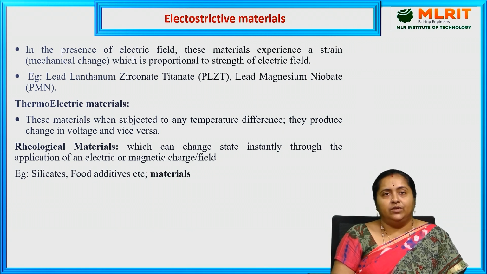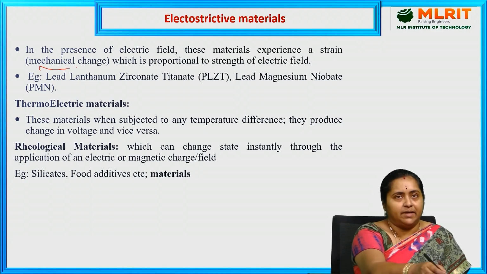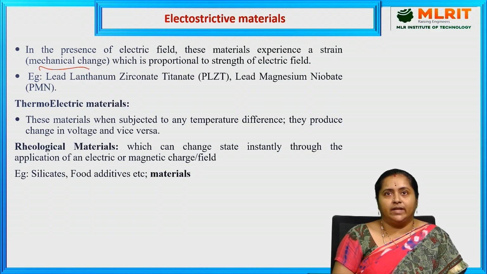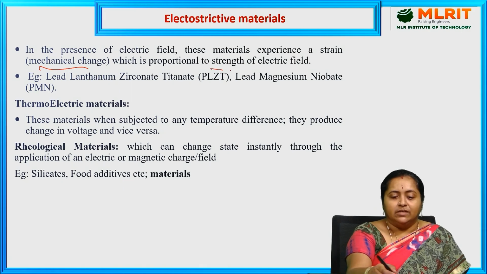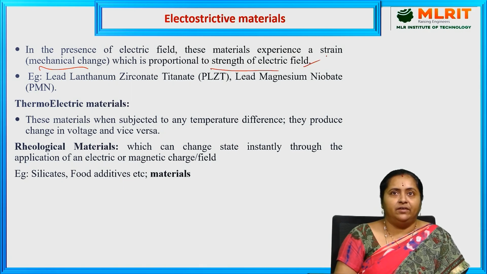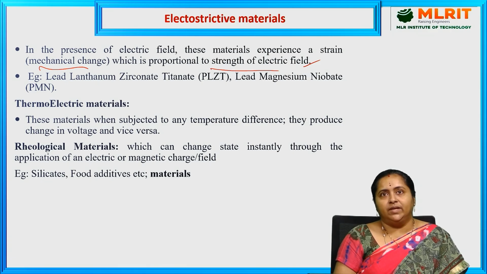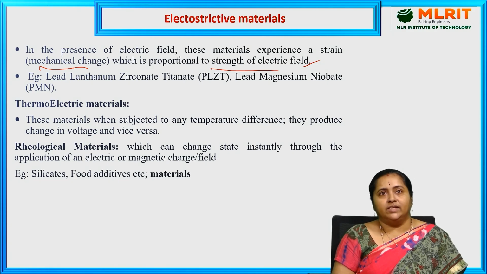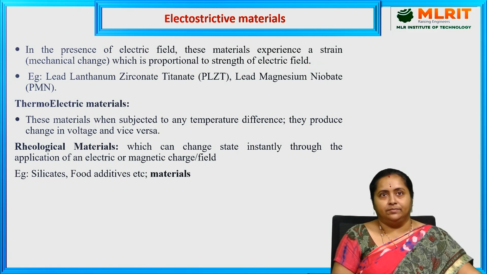That means if you supply some electrical field to a material, then those materials are able to experience a strain, or we will call it a mechanical change, which is always directly proportional to the amount of electric field that we have used, that is its strength. Example, lead lanthanum zirconate titanate, PLZT, it is a kind of alloy. Lead magnesium niobate, that is PMN for short.